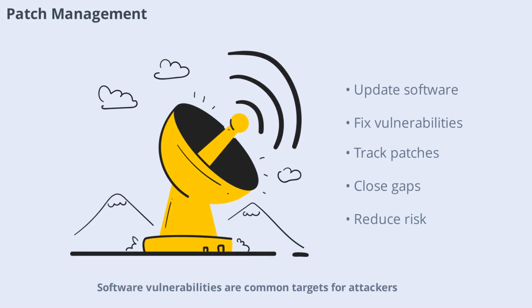Software vulnerabilities are common targets for attackers. Patch management involves regularly updating software to fix security flaws. Organizations must track updates for operating systems, applications, and devices. Timely patching closes security gaps and reduces the risk of exploitation. It's a simple but powerful way to strengthen defenses.